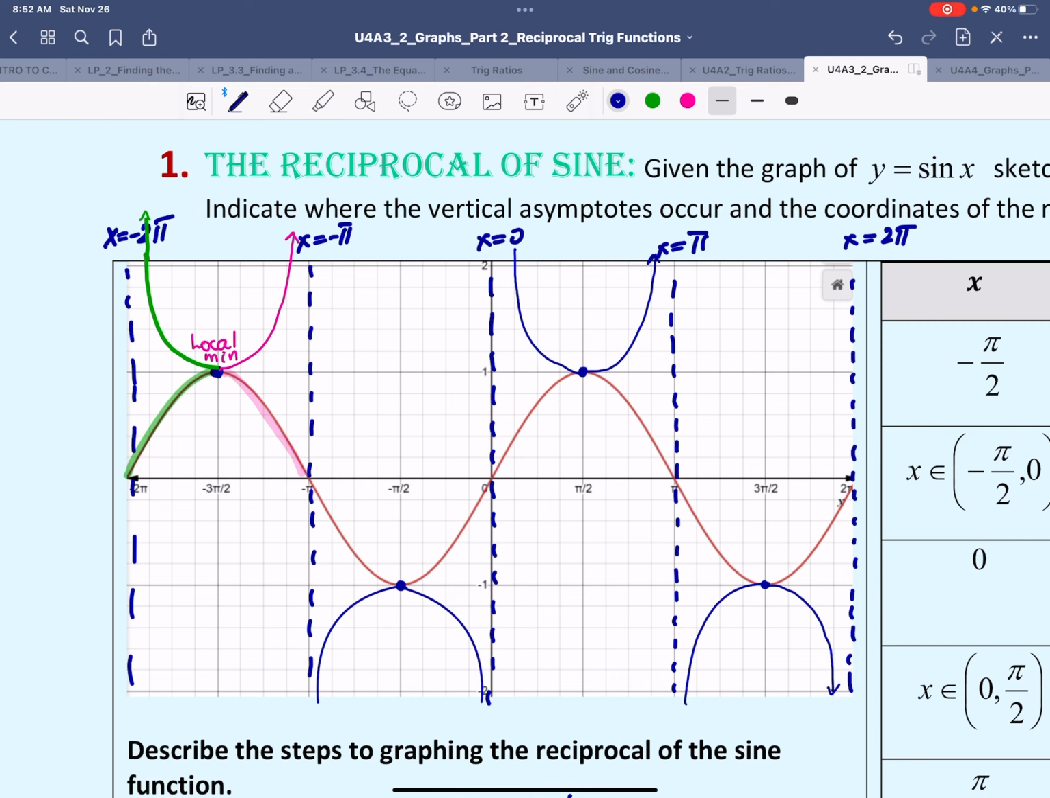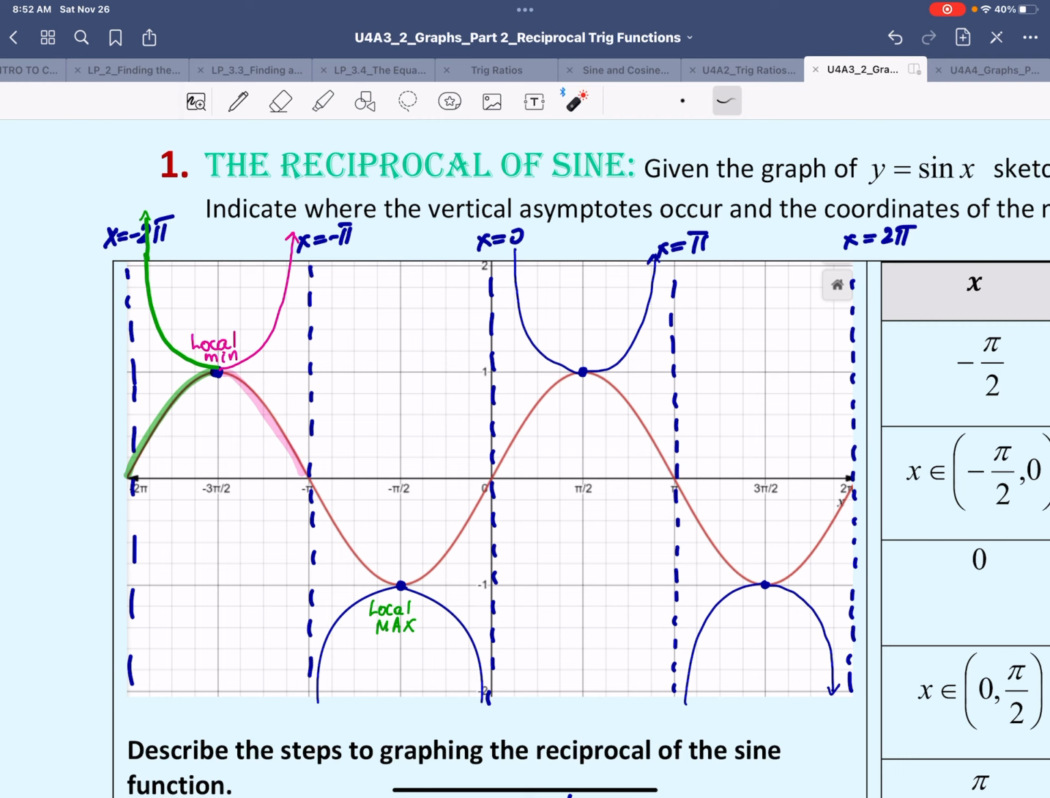So the points where the sine of x had the minimum, so y equals negative 1, turn into the local maximums. Remember that there is no absolute maximum for the cosecant x. That's because the function will continue increasing to infinity, and there is no absolute minimum because the function will continue decreasing to negative infinity.